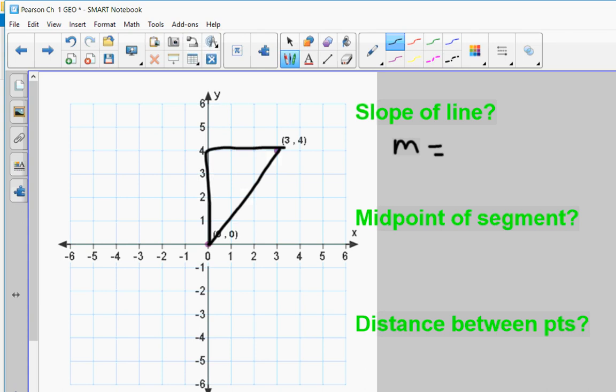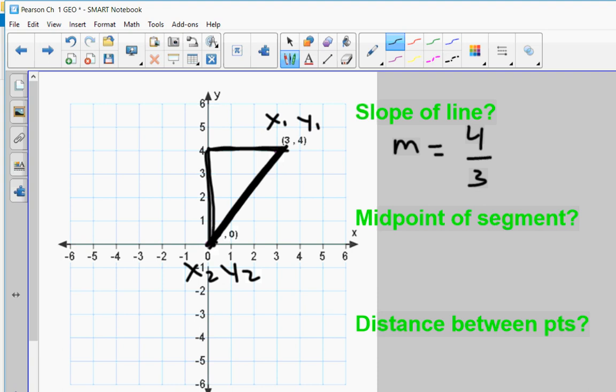So how many do I go up? Well, I went up 4, and I went over 3, and that would be my slope. I'm going to leave it as a fraction as long as it's reduced, okay? The midpoint, remember, is going to be the middle point of the line that's in between these two points that they gave me. Well, one of them is 0, 0, and the other one's 3, 4. Now remember, I'm going to label them x1, y1, and x2, y2. Now it doesn't matter that I did it that way. I could have had that flipped. It doesn't matter. I just decided to do it that way.